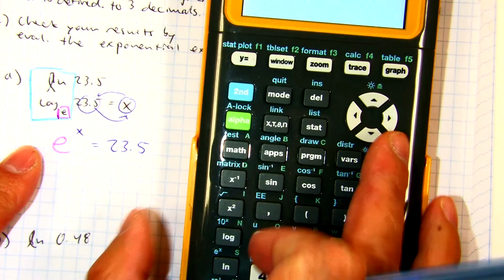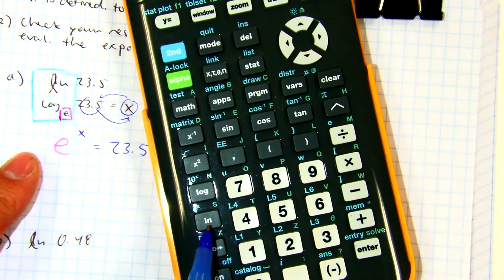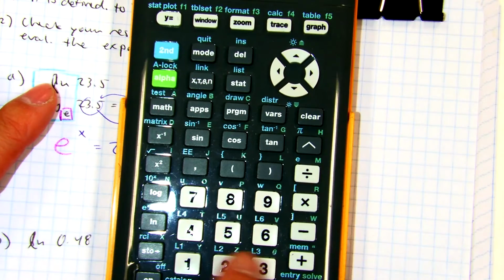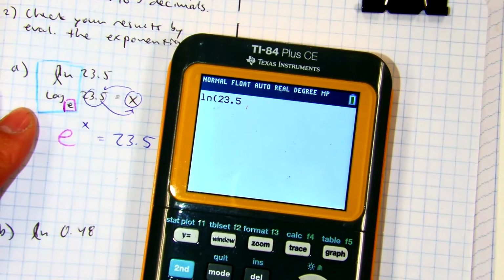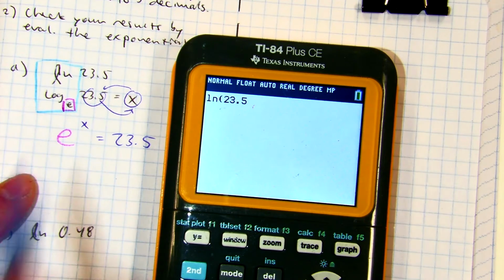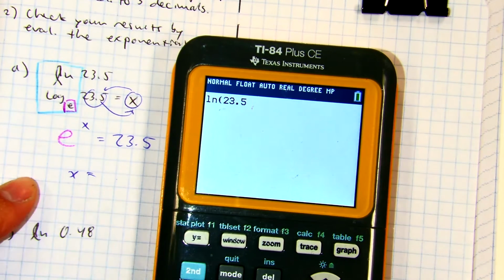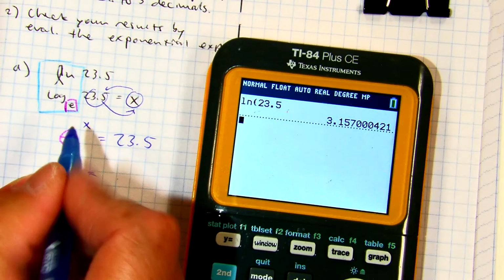Oh, the calculator already has the natural log button. So we can just type in natural log of 23.5. And x is equal to 3.157.